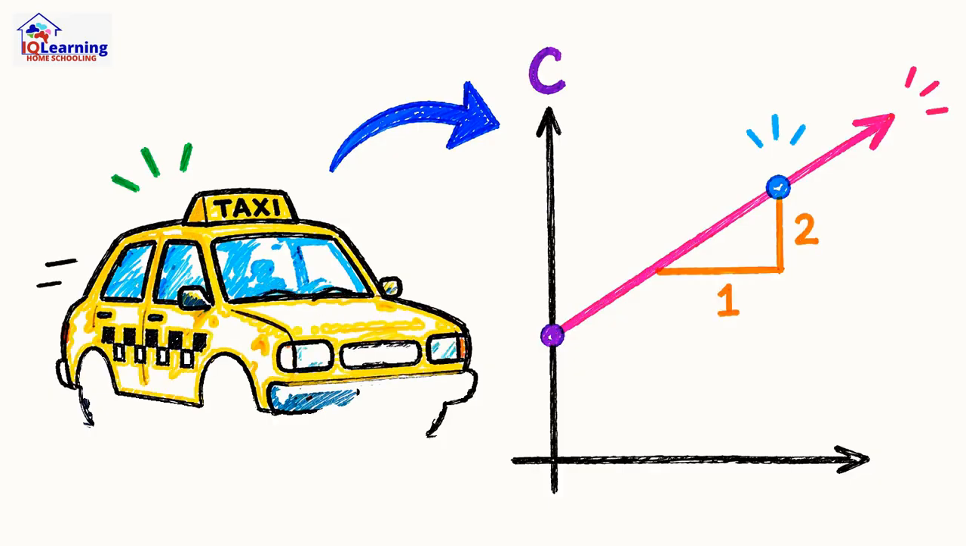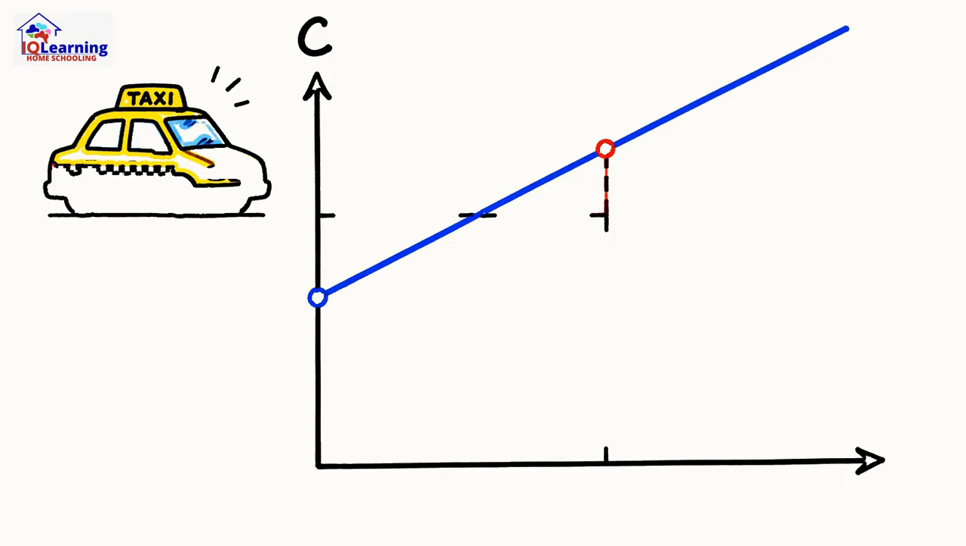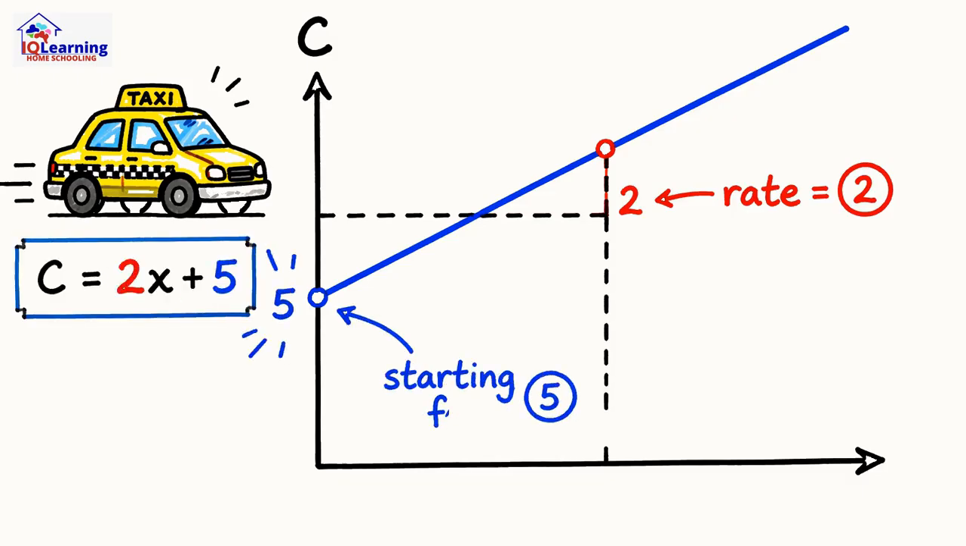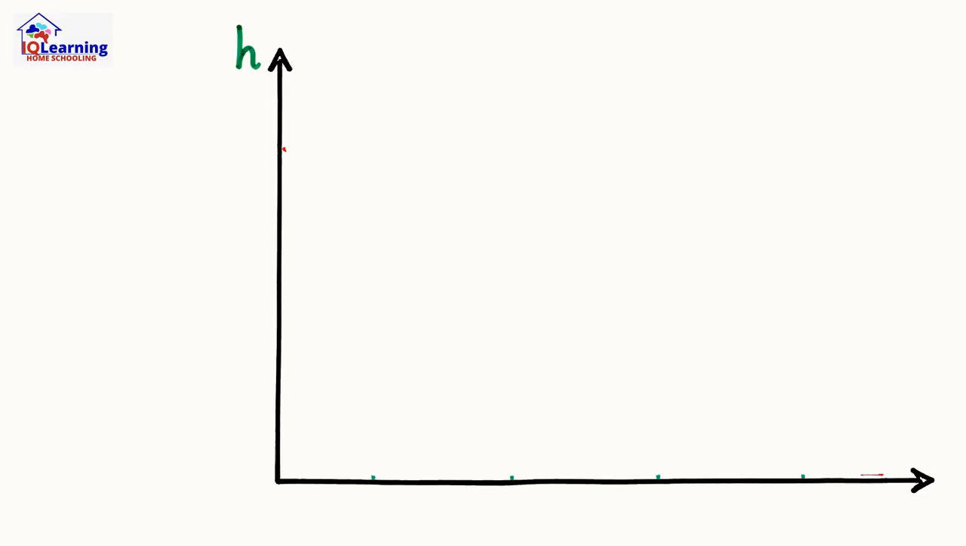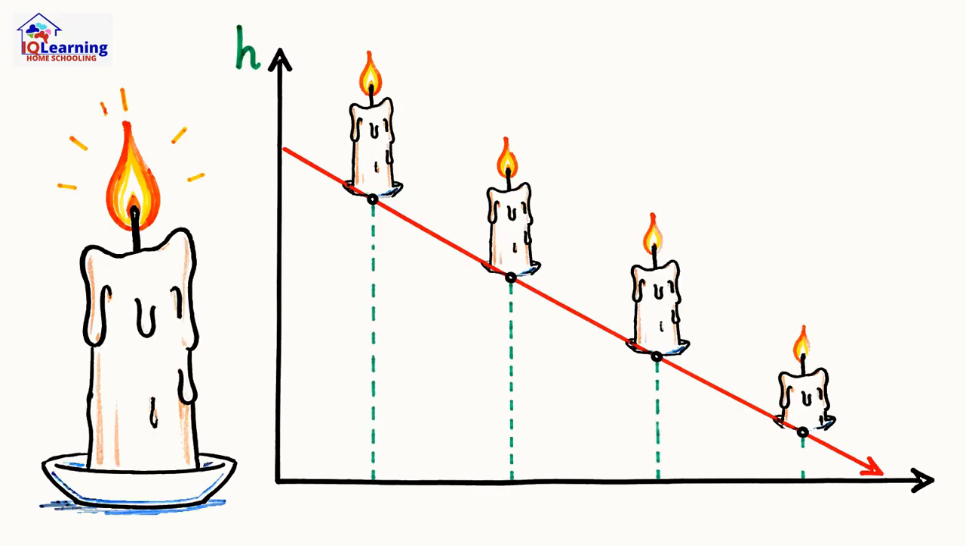This code is everywhere. Think of a taxi fare. The total cost equals $2 per kilometer plus a $5 booking fee. That's y equals 2x plus 5. The rate, $2, is your gradient m. The initial fee, $5, is your starting point. Even a candle burning down follows this rule, though its gradient is negative as its height decreases over time.